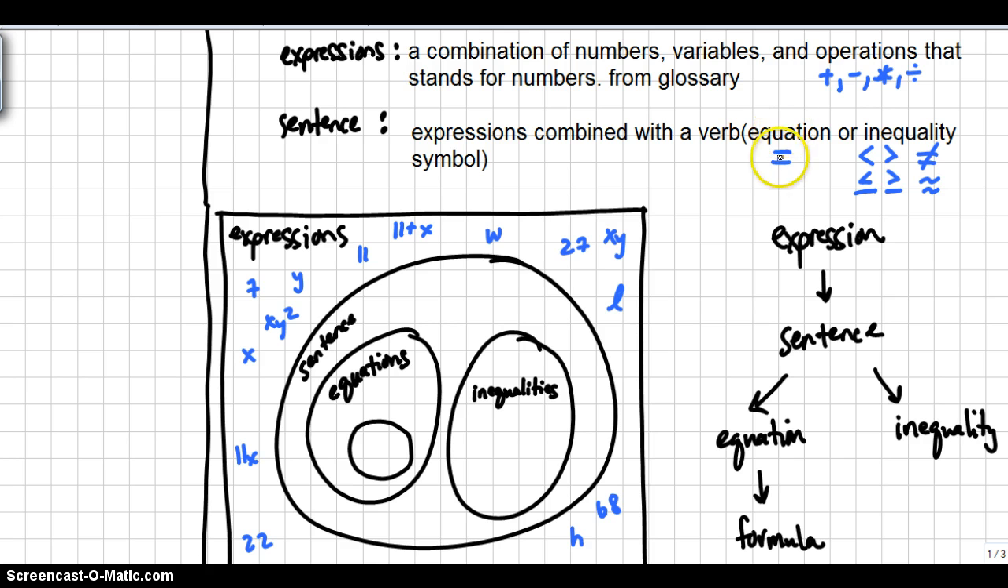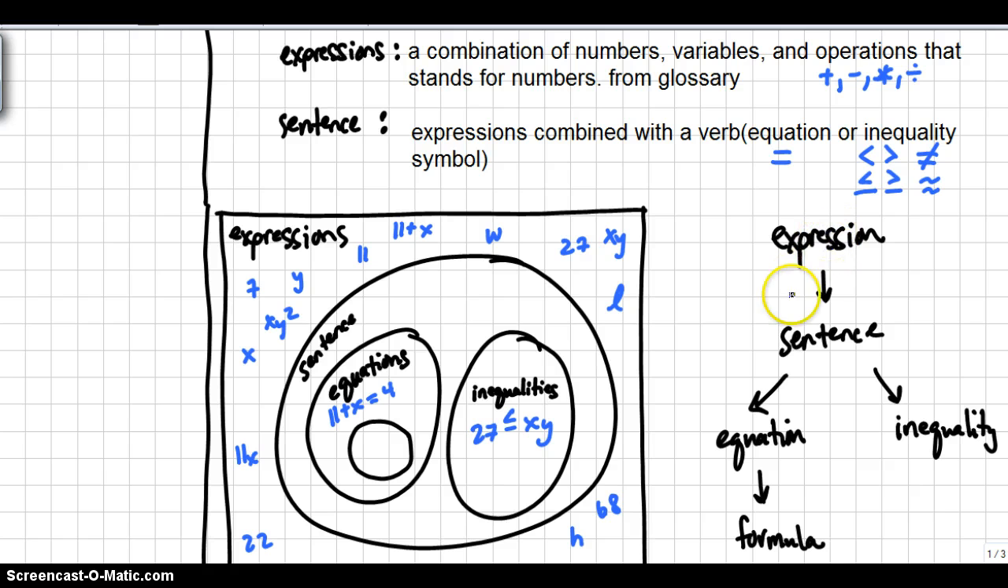So let's put some of those expressions together with an equal sign to create some equations. If you put some of those expressions together with an inequality, then you'll be creating an inequality. So together, equations and inequalities are considered sentences.